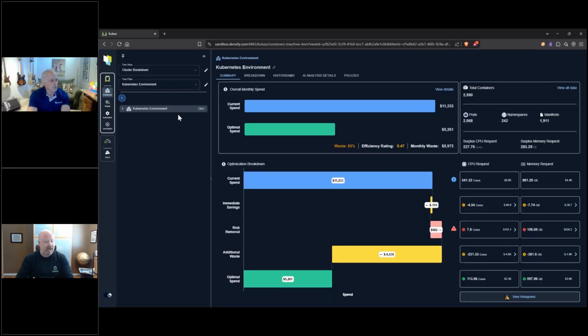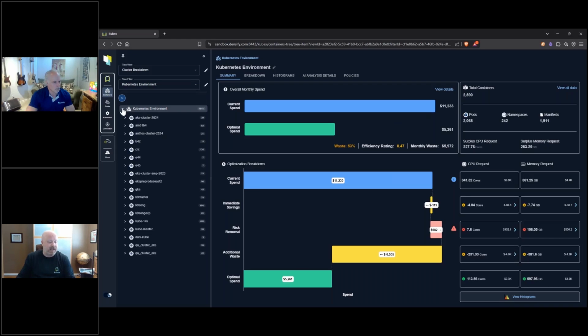What we do is we analyze the historical utilization of your workloads in Kubernetes. We collect data from Prometheus, and then we provide this in a dashboard for you. So you can see here that we've got an understanding of what you're currently spending from a Kubernetes perspective, and we help surface what is the optimal spend. So what are the opportunities available to you if you were to fully optimize your environment?